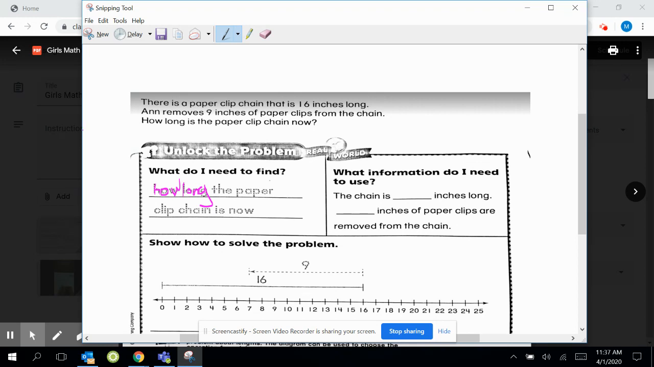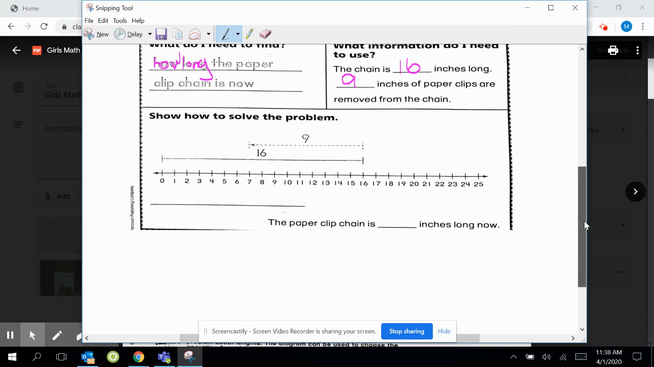All right, the next thing we want to do is figure out what information do I need to use. Let's look back up here to the story, see what information we have. We have that the chain was 16 inches long and she removes 9 inches, don't we? So we need to put in the chain is 16 inches long and 9 inches of the paper clips are removed.